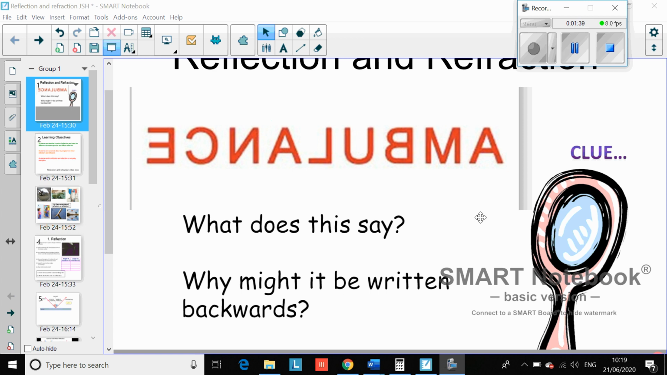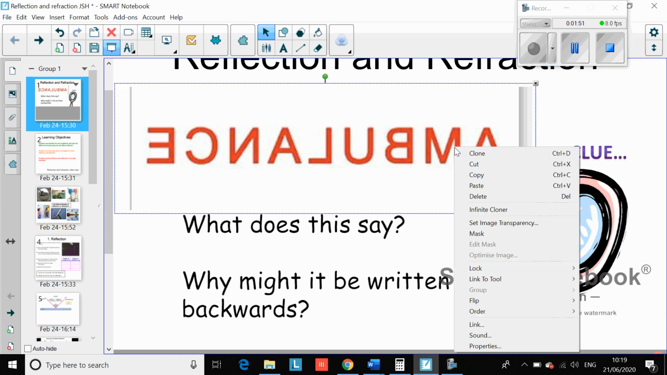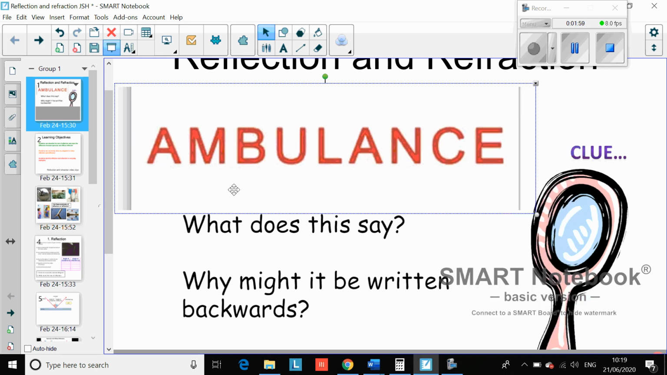Okay, so the main reason is because reflected images are essentially back to front. The scientific word you need for that is laterally inverted. Okay, inverted means upside down. So if they're laterally inverted, they're sort of back to front. So if I do this, we can see it goes back round the right way.